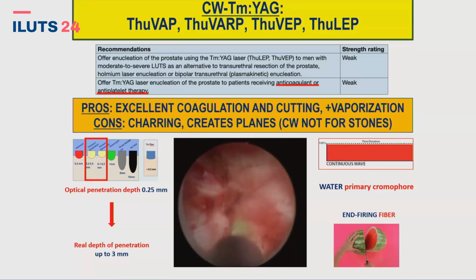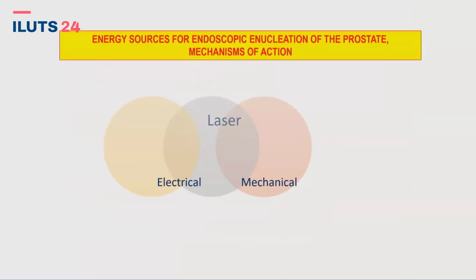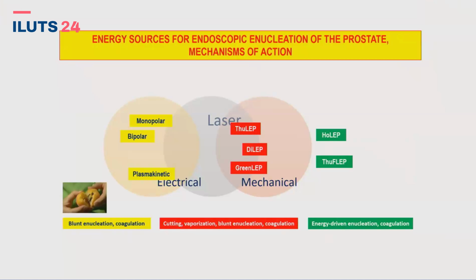And we move to the endoscopic enucleation, and I started my presentation on enucleation with this paper of Thomas Herrmann, because enucleation is enucleation. So you can do enucleation with any kind of energy source, and it depends on your technique. You can change your technique, but you can remove the prostate with any kind of energy. We can do this with a blunt, mechanical dissection, we can do this cutting and vaporizing, and we can do this with the real enucleation.